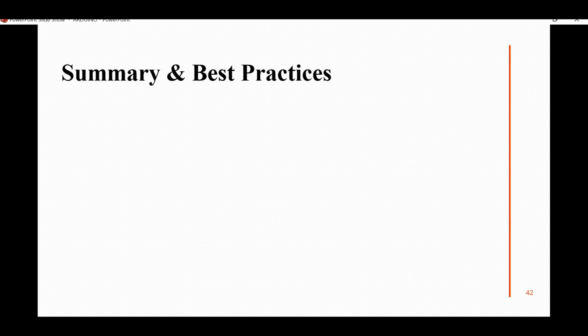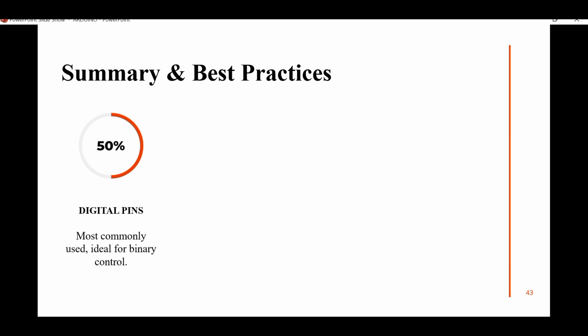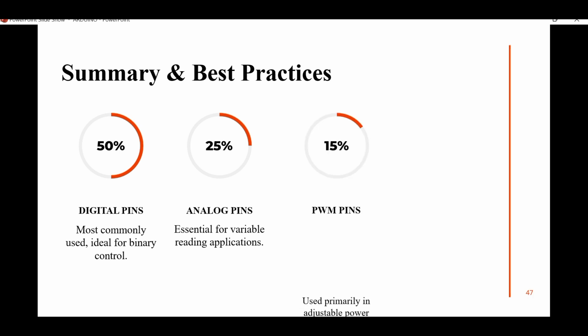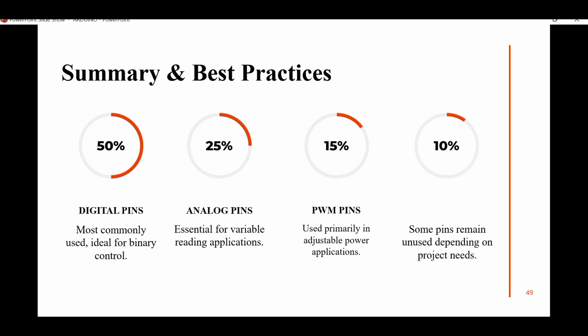And next, summary and best practice. Summary and best practice means which pins can be used and how much. Digital pins we use a very high amount, that means every time we should use the digital pins. Most commonly used digital pins. And next, analog pins. Analog pins are used for some of the sensors only, not for all. And next, PWM pins. PWM pins are used for speed adjustments, speed increase. For analog pins we should use.